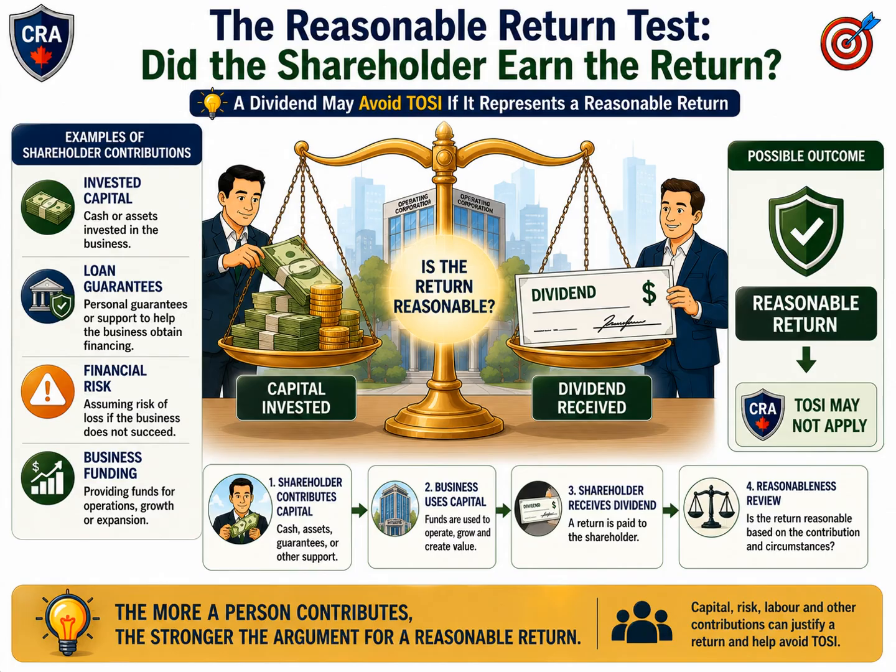justified. The key takeaway from this slide is that dividends are not evaluated in isolation. The reasonable return test looks at the relationship between contribution and reward. When a shareholder has provided meaningful capital, assumed genuine risk, or otherwise contributed value to the business, a dividend may be viewed as a reasonable return and may qualify for relief from the TOSI rules.